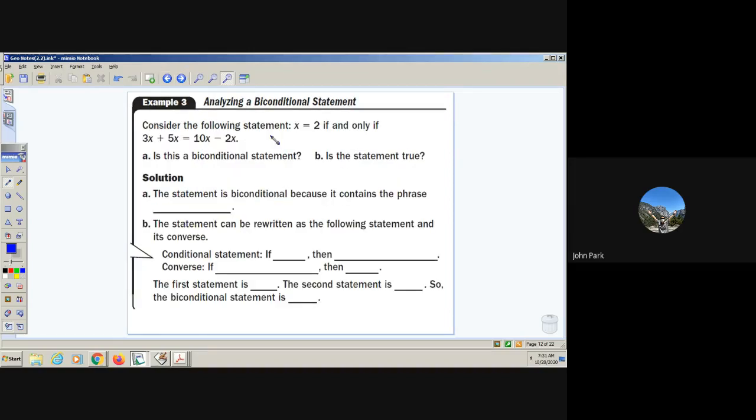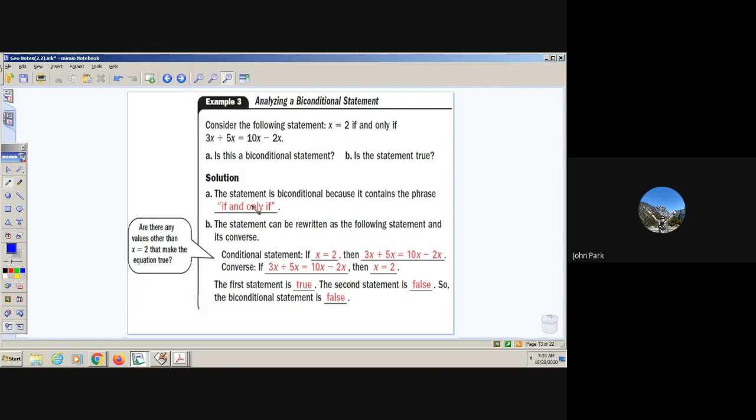So let's take a look at an example here and see if this is true, right? So is this a biconditional statement? Well, it has that magic phrase, if and only if, so that is true, right? It contains the magic phrase, if and only if. So the original statement here is biconditional. Now, is the statement true though? Well, then you have to write it into two statements.